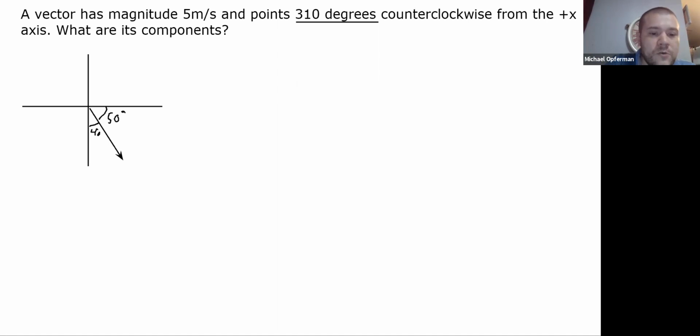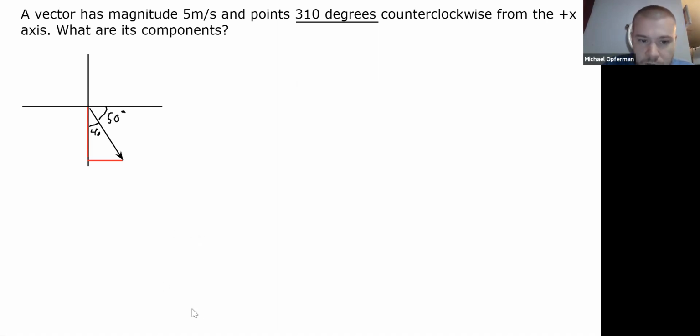Next thing we need to do, draw the triangle. Turn it into a right triangle. Now, one thing you might notice here, there's actually two possible right triangles you could draw. You could do it this way. You could go down first like that, and then you could go over like that and draw your right triangle that way.